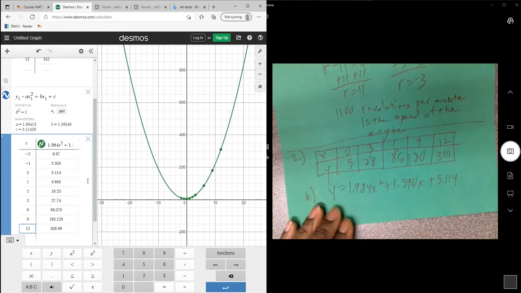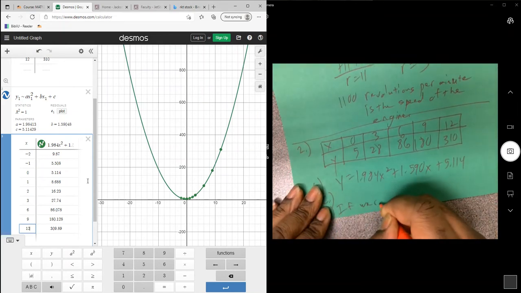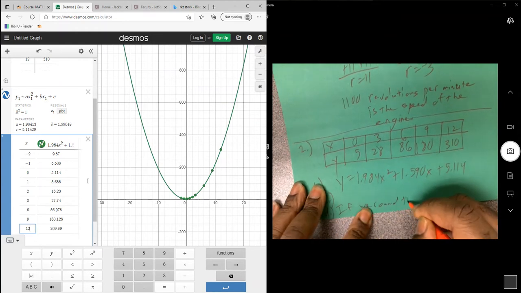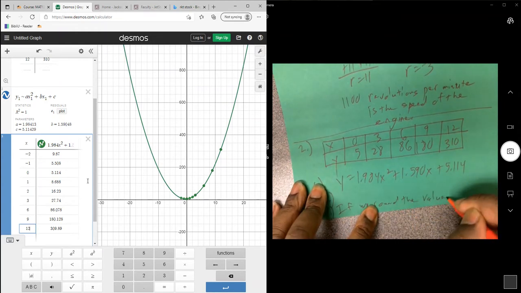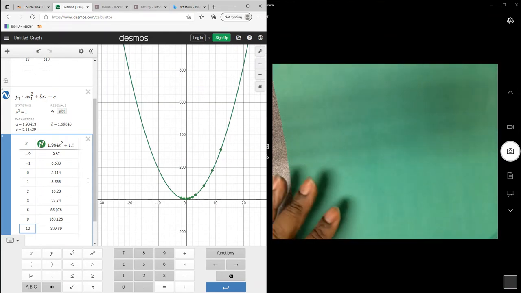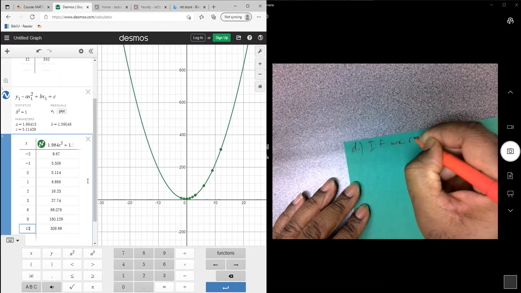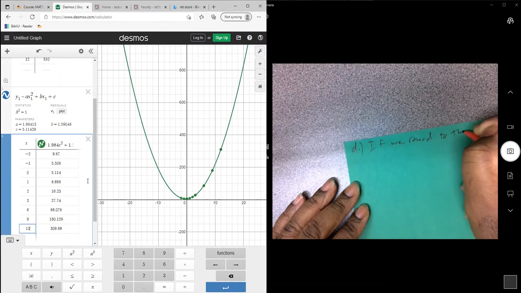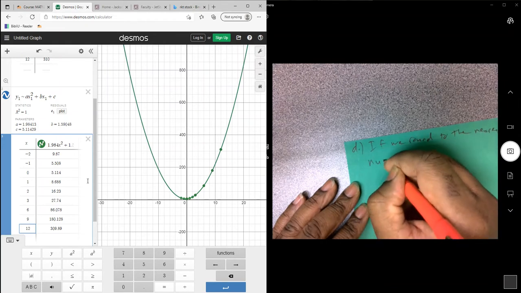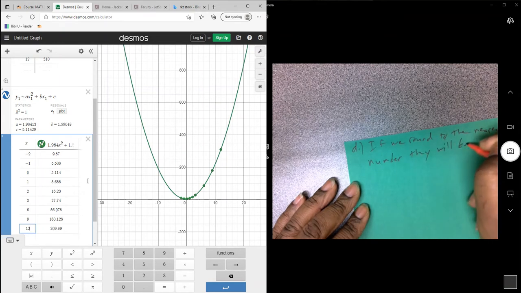So for D, basically, if we round the values to the nearest whole number, they will be exactly the same.